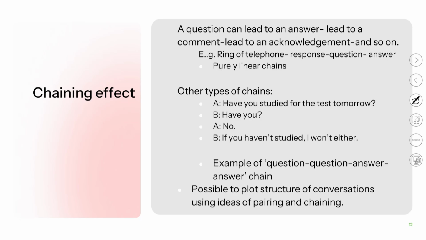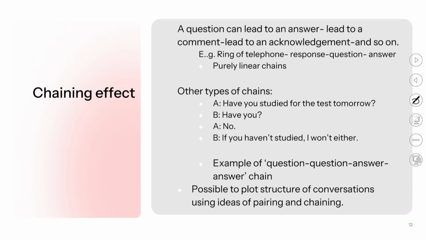Typical telephone conversations: the telephone rings, and then there is a response, there is a question and then an answer. This is how it goes. So, this is one chain. There can be another kind of chain where there are question, answer, answer, rather than just question and answer. So, this is another example. These are all very typical types of conversations.